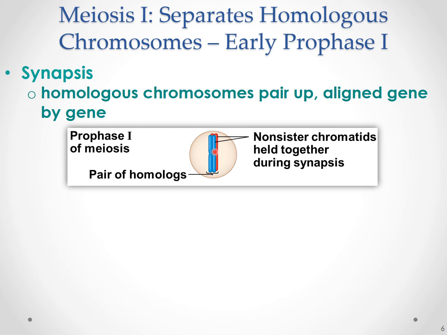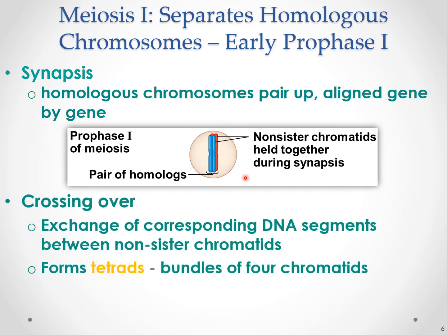And they're going to, again, create this tetrad. Okay, so this occurs during prophase 1. The next thing that occurs during prophase 1 is crossing over. So once the homologous chromosomes pair up, they're going to start exchanging non-homologous segments of DNA. So basically, part of the blue chromosomes or chromatids are going to exchange equal segments with the red chromosome or chromatids.